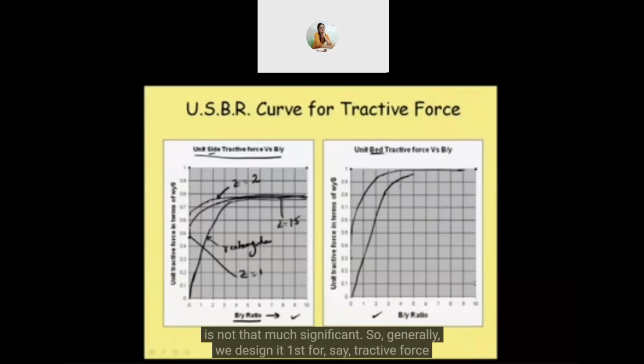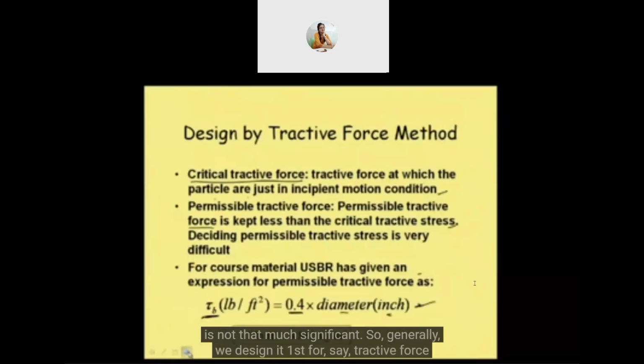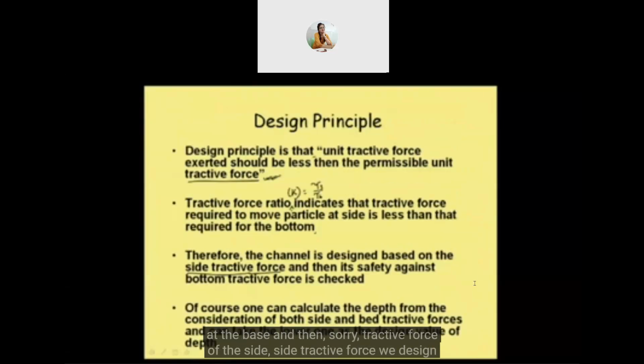So generally, we design it first for the tractive force at the side, we see what value is coming, and then we get a size. Then its safety against the bottom tractive force is checked. This is the conventional practice we follow.